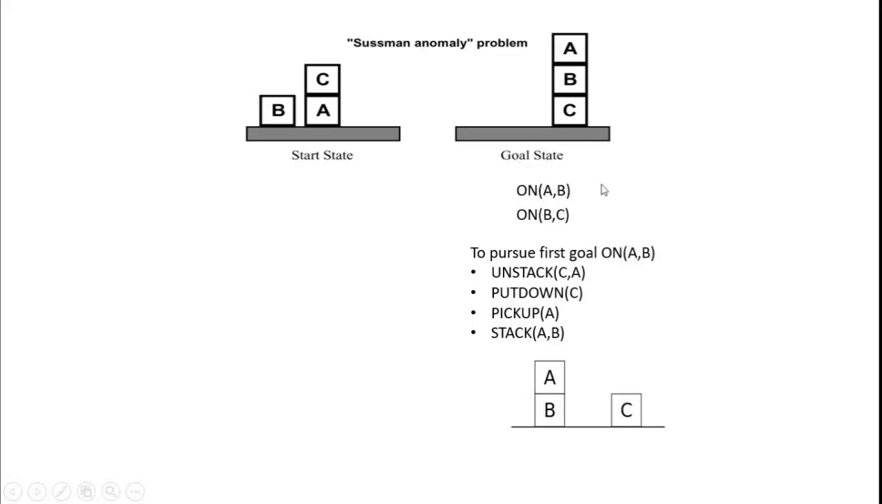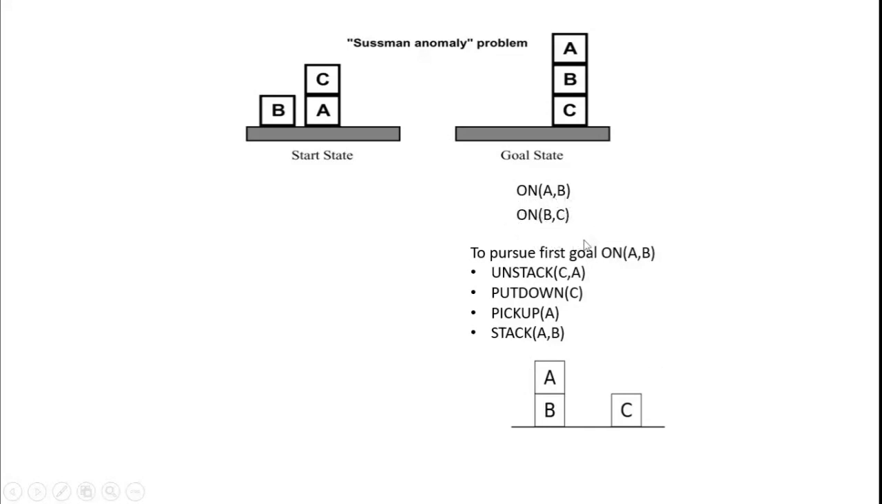What you have done is, these are the sequence of actions. First, unstack C comma A, put down C, pick up A, and stack A comma B. By doing that, you are able to achieve the first goal. Now you have achieved the first goal. Now you want to achieve the second.